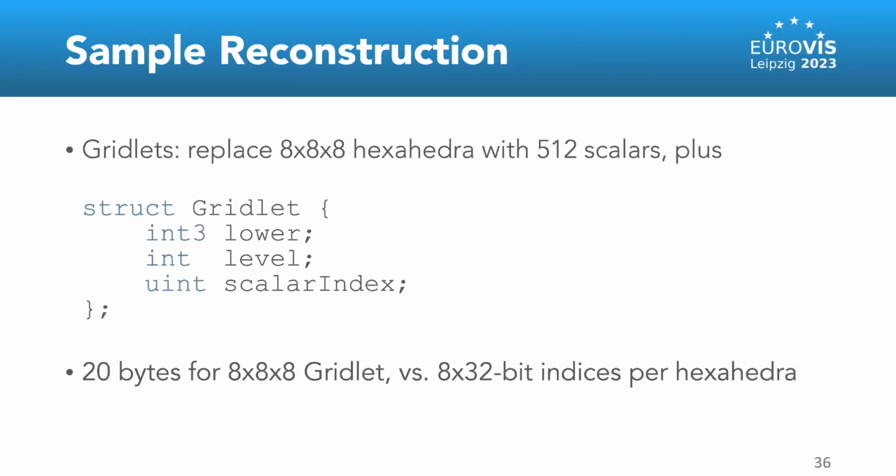We actually implemented this ourselves in a prototypical renderer, and the data structure that we used for the gridlets is this compact representation here, where all the scalars are stored in a large array. Our gridlet stores an offset into that array, and it also stores a lower corner, and then it stores the refinement level, and from the refinement level we can compute the size of the gridlet in world space. So this is a very compact representation compared to a representation for general hexahedra.